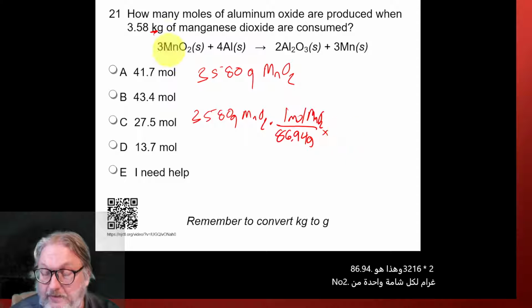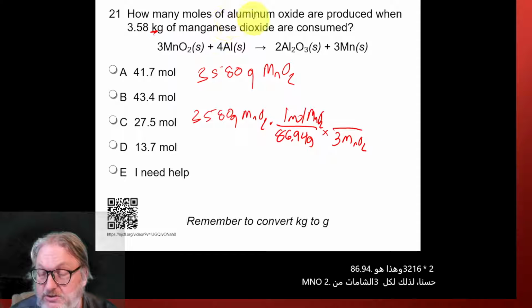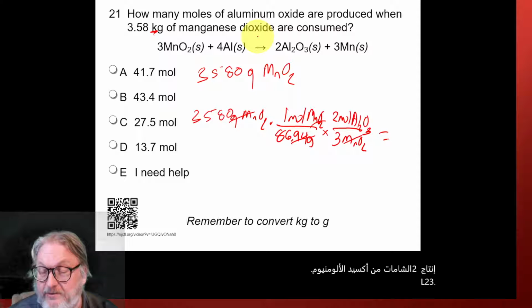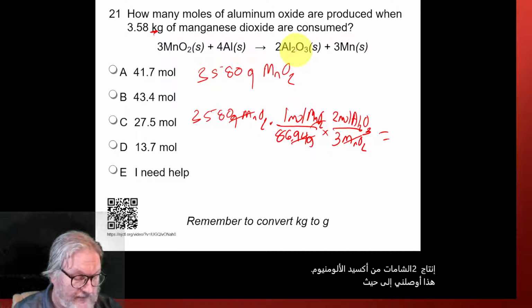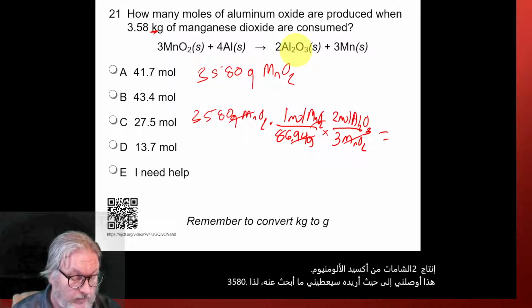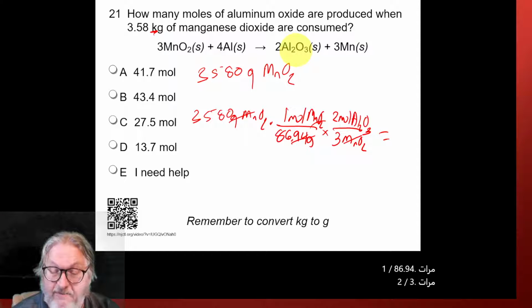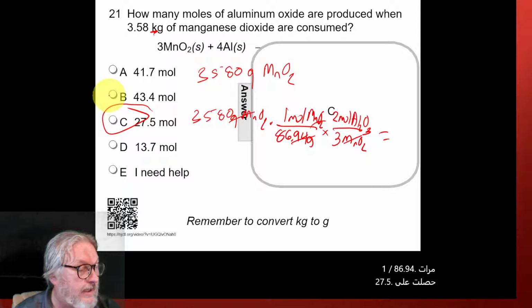All right, so for every 3 moles of MnO2, I'm going to produce 2 moles of aluminum oxide, Al2O3. See, that got me where I want it. It'll give me what I'm looking for. So 3580 times 1 divided by 86.94 times 2 divided by 3, I got 27.5. See? And I got it right.